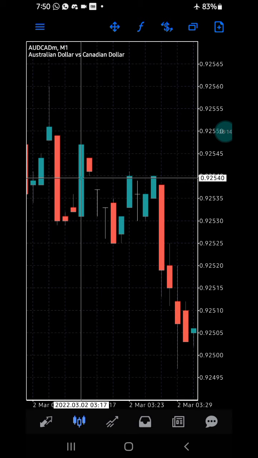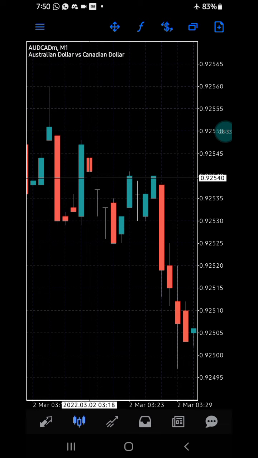What it means is that on March 2nd, which is today, 2022, at 3:17 a.m. in the morning, traders were buying. And let's say I move it to the next candlestick, which is red. You notice that the next one says 2022 0302 0318. In the next 1 minute, traders started selling, or the market was selling.